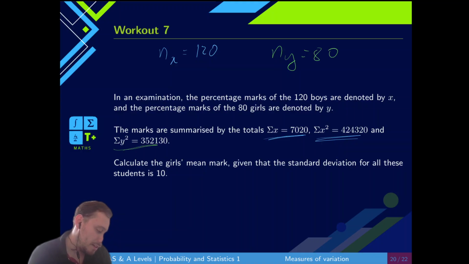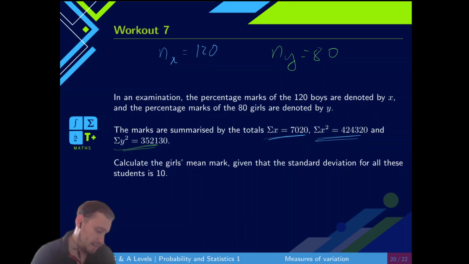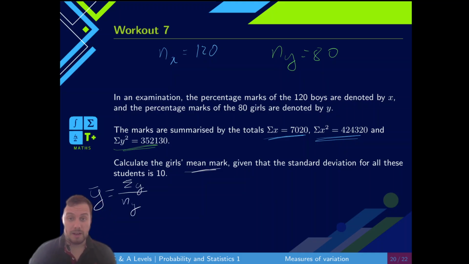And we have the sum of y squared to be 350,130. What do we have to find? What is it that we're looking for? We're asked to find the mean mark of the girls. So we're looking for y bar. Y bar is calculated as the sum of y over the number of y's. We do know the number of y's, that is 80, so we need to find the sum of y. How can we do that?